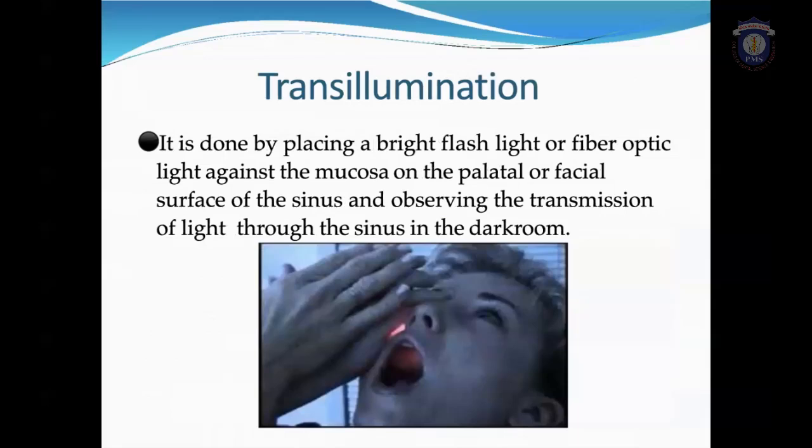In transillumination, a bright flashlight or fiber optic light is placed against the mucosa on the palatal or facial surface of the sinus, and the transmission of light through the sinus is observed in a dark room. This method is known as transillumination. Mostly it is done using fiber optic light, or in rural areas, we can proceed with a bright flashlight as well.